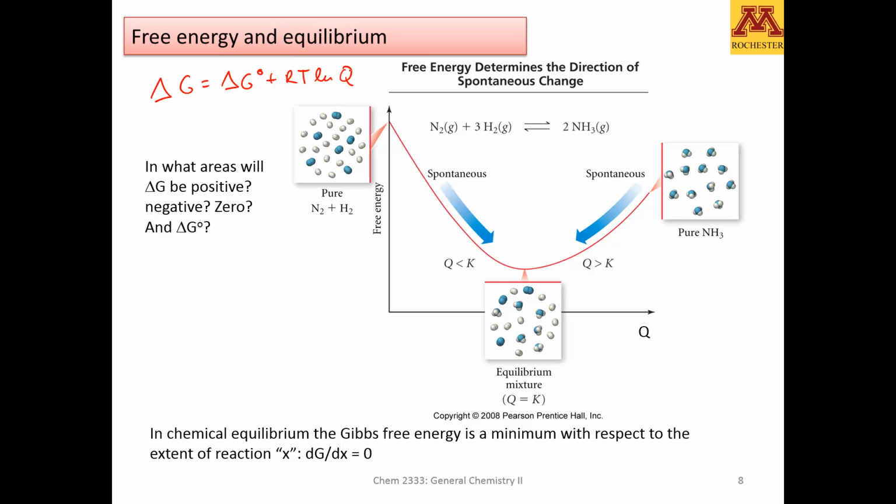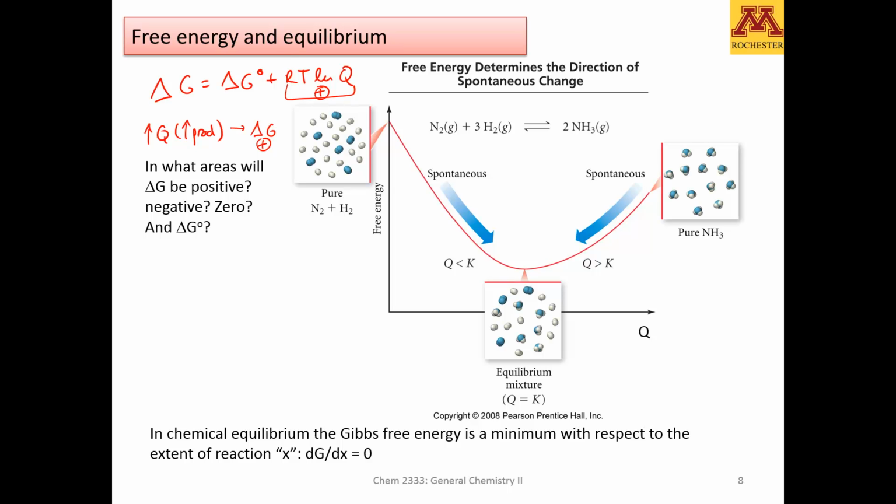So when you have a very large Q, that means that you have a lot of products. Well, if Q is very large, you have a lot of products, so by Le Chatelier, you would think it's going to go to the reactants. So when Q is large, this is very positive. It will make delta G more positive. Therefore, it'll make it less spontaneous. It'll make it go backwards.